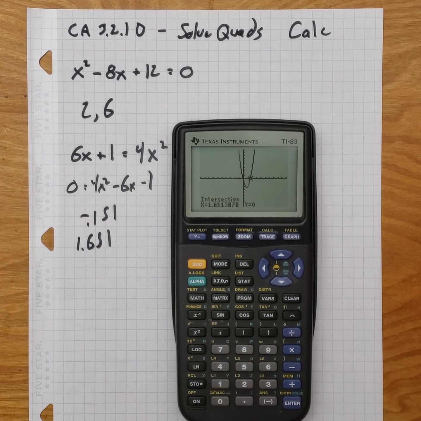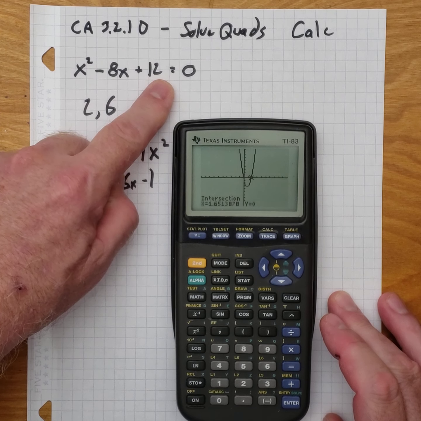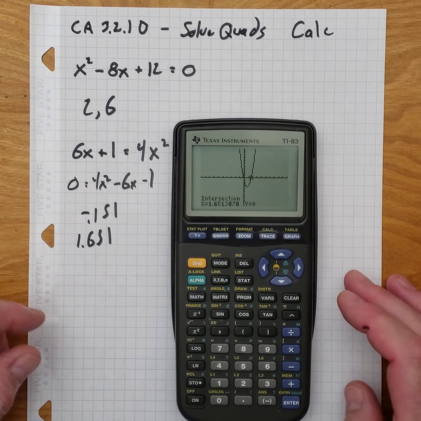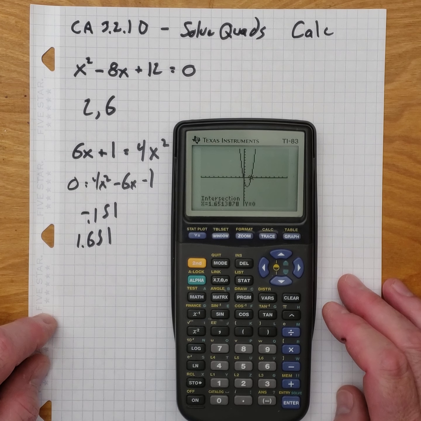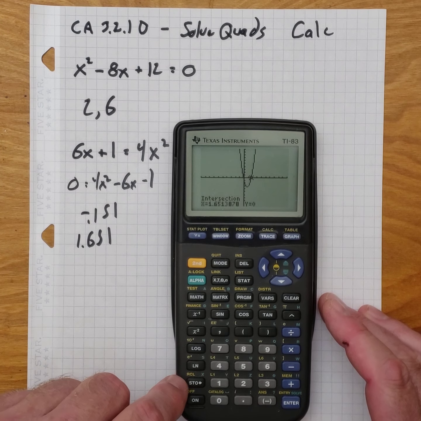Just make a note about this process. It doesn't just work for quadratic equations, it works for any equation. Put one side in for y1, the other side in for y2, and then use that same set of keystrokes, and that will find the solutions for any equation as long as you got your window set right. We'll talk about that a little later.